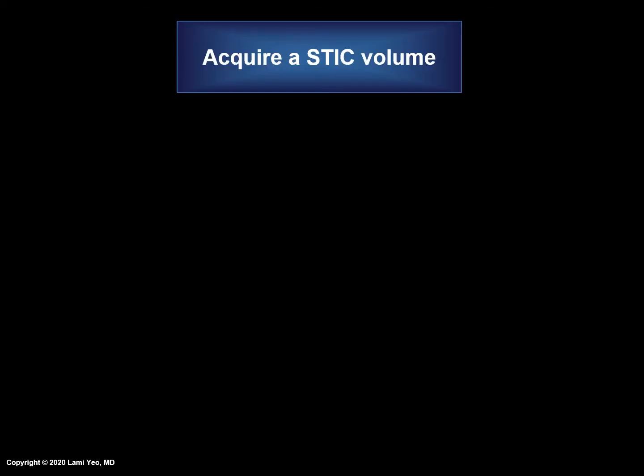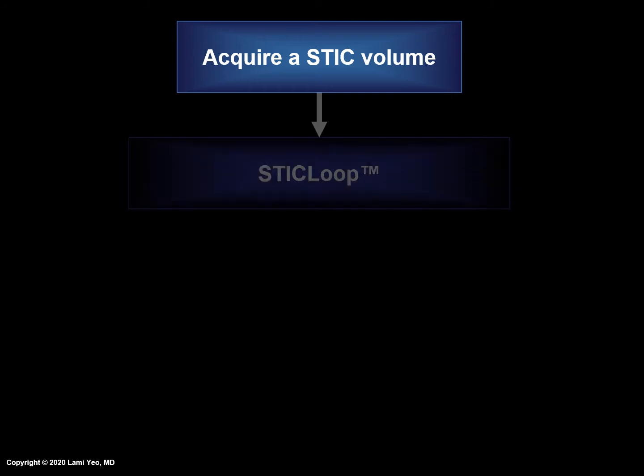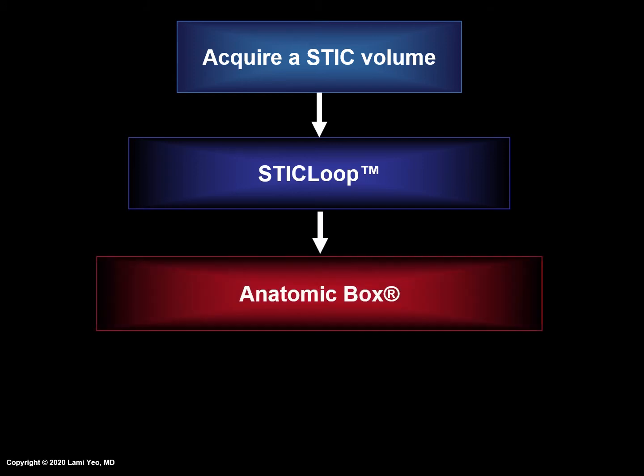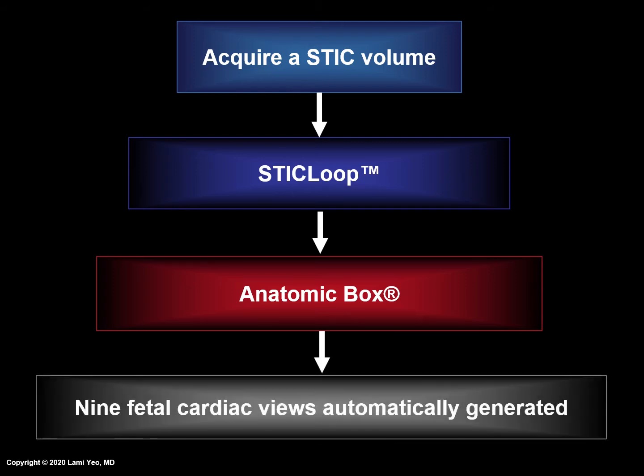In summary, FINE involves the following steps. Acquire a STIC volume. The volume is converted to STIC loop, which is a 2-dimensional cine loop. Mark anatomical structures of the fetal heart using anatomic box. And finally, 9 fetal cardiac views are automatically generated.